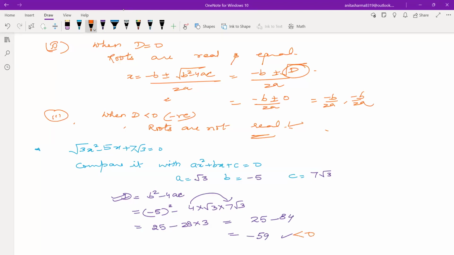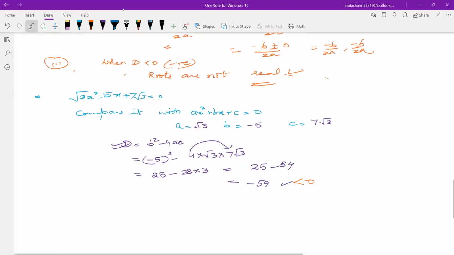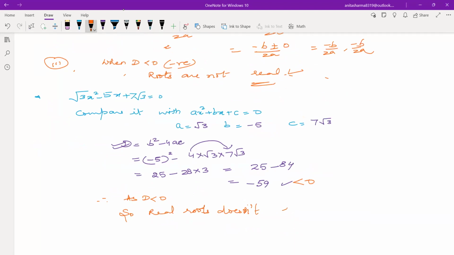This is less than 0. So therefore, you will write as discriminant is less than 0. So real roots don't exist. Clear, beta? Yes, ma'am, understood.